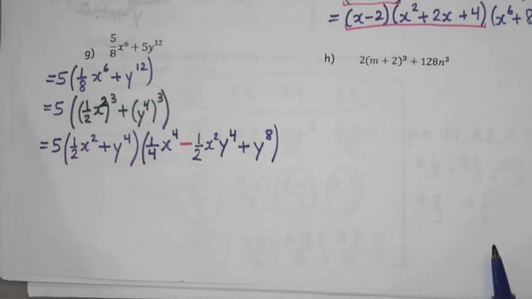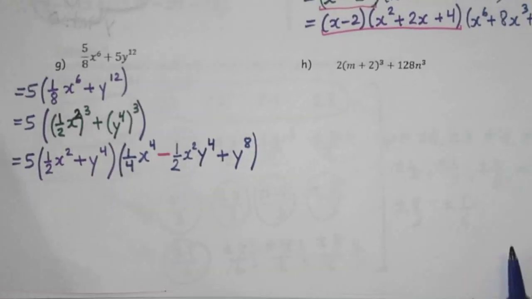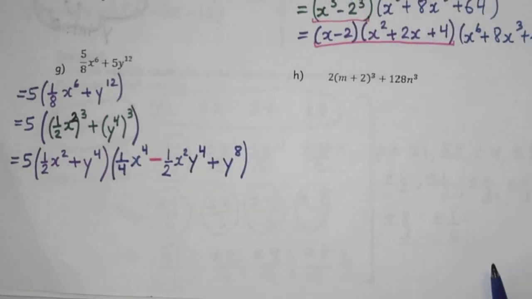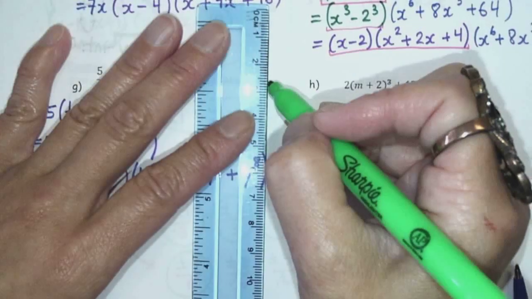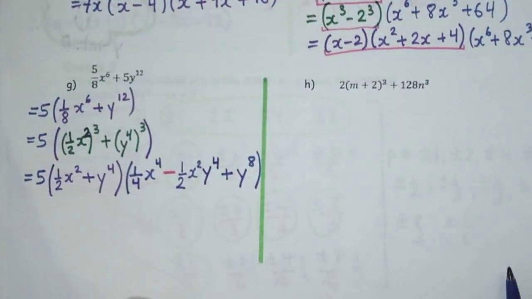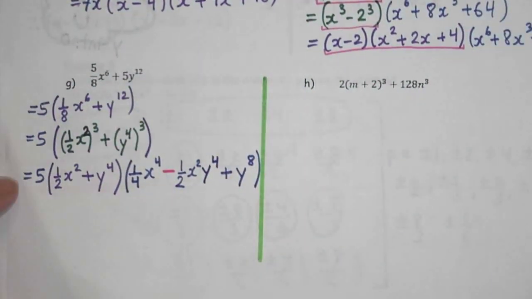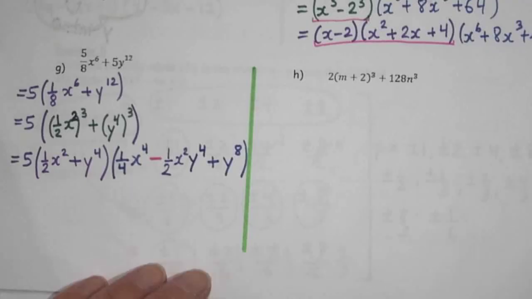All right, next one. Okay, last one. This last one, again, I can see a common factor of 2. So I'm going to take out a common factor of 2 first. I'm just putting a line to keep my notes neat for you. So common factor of 2.